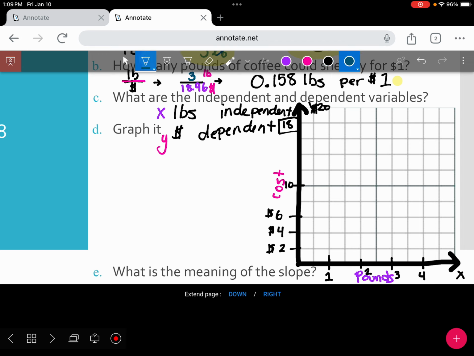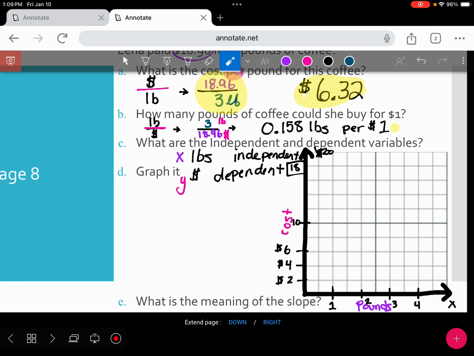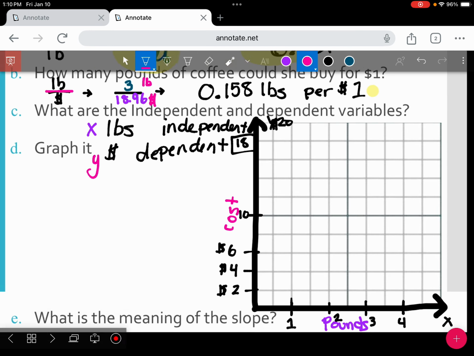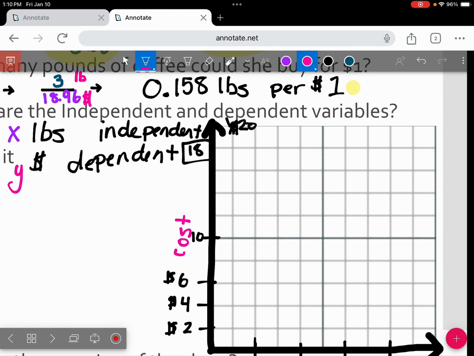All right, so then we're going to plot up our points, the things that I have. I know 3 pounds of coffee, she spent almost $19 on. So 3 pounds of coffee is going to be up around here. It's not all the way at 20, so we don't want to have it on that line. It's not at 18, but it's kind of right in the middle. So it's an estimate. Whenever we are graphing like this, it's an estimate.